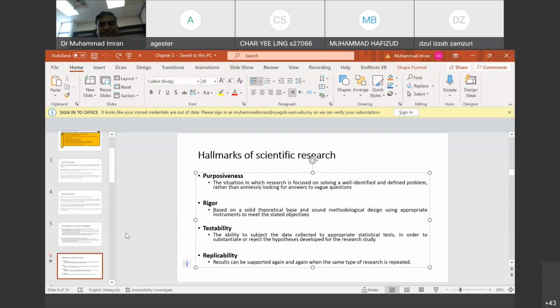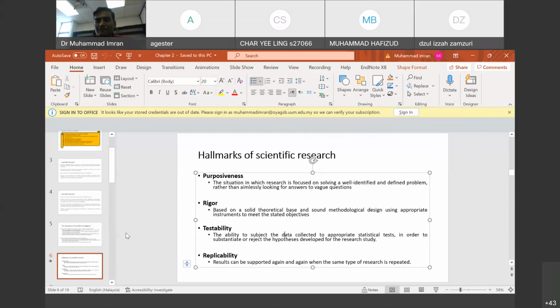Then testability, the ability to subject the data collected to appropriate statistical tests in order to substantiate or reject the hypothesis. It means at this point, we collect the subjective data and that data is converted into objective data. Okay, subjective data converted into objective data.